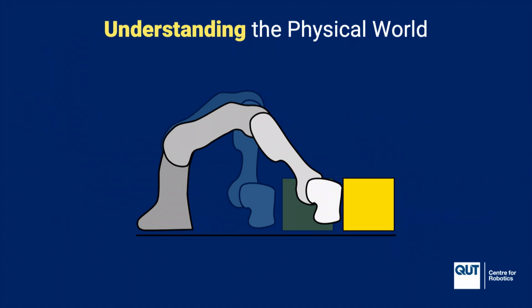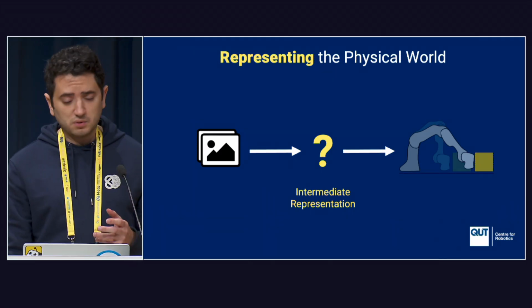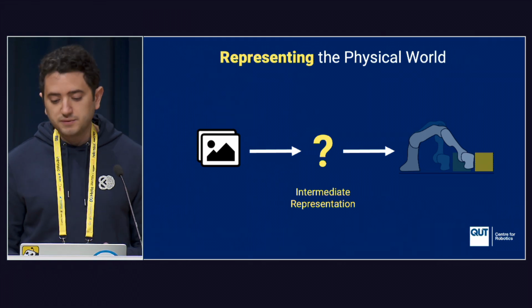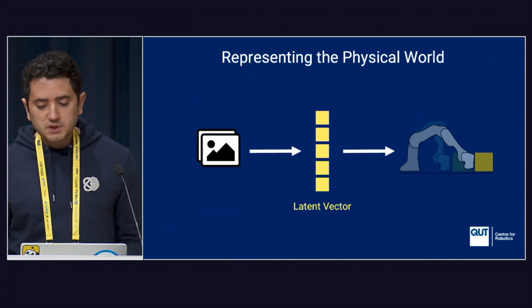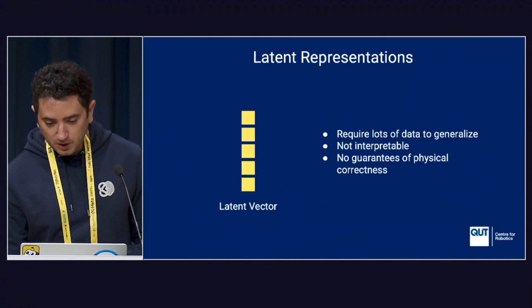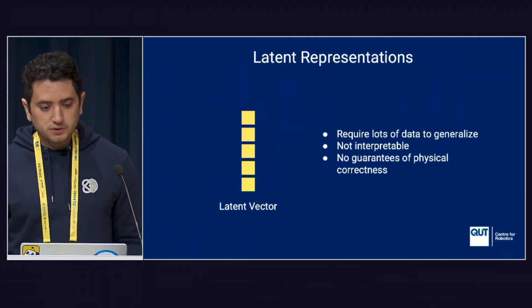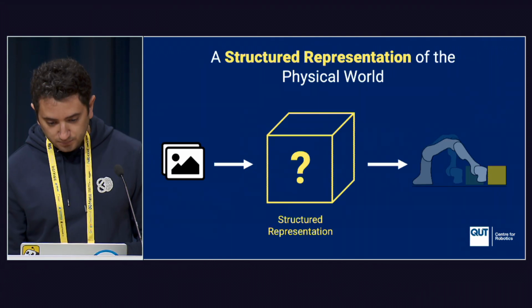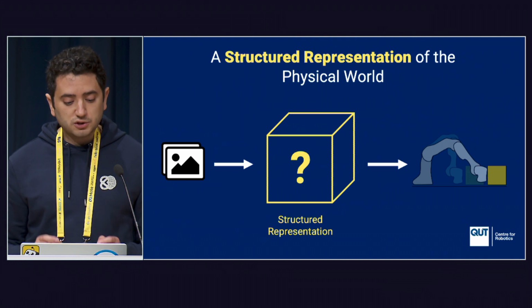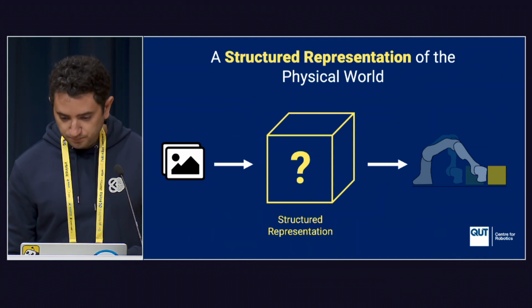Robots require an understanding of their surroundings to interact with and manipulate objects in their environment. Often in robotics, we compute an intermediate representation that captures some aspect of the physical world that is useful for downstream tasks. In robot learning, this representation tends to be a learned latent vector. And latent representations are attractive because they're simple to implement, but they require lots of data to generalize, they are not interpretable, and they provide no guarantees of physical correctness. Our work focuses on creating a structured representation with what we think are desirable and useful properties for robotics.